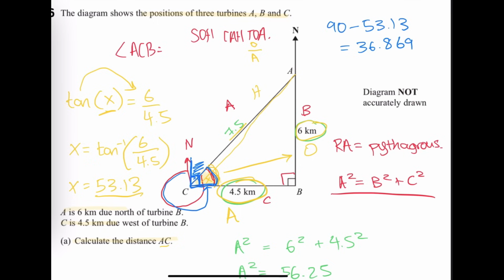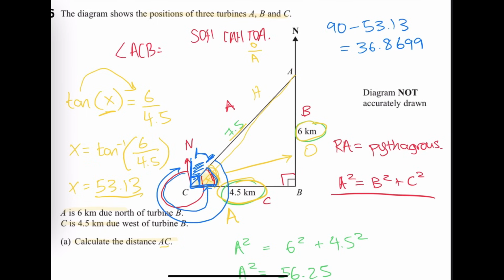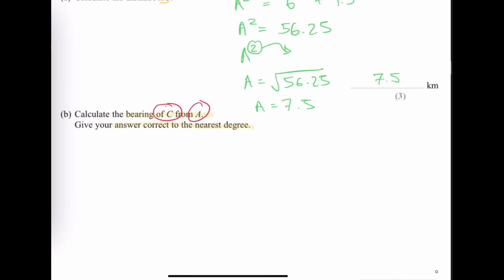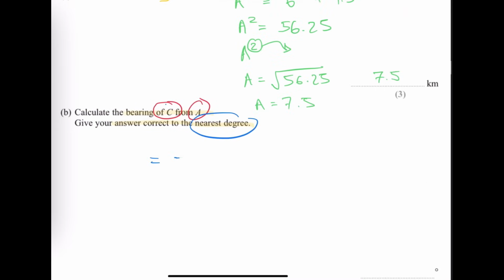36.869. Now all we have to do is just add 180. So it will be 216.8699. However, because they wanted it to the nearest degree, 216.8699, just round it up. So it will be 217.